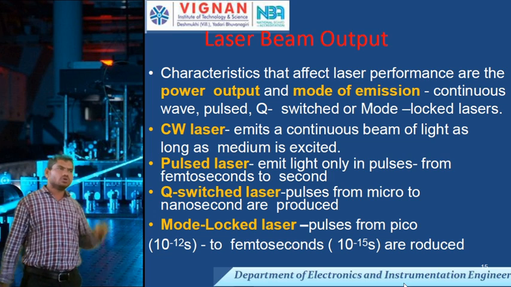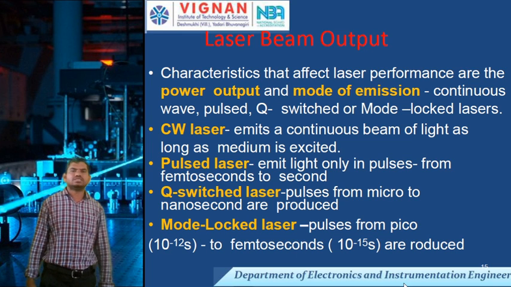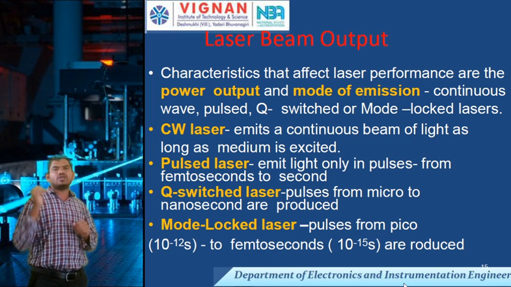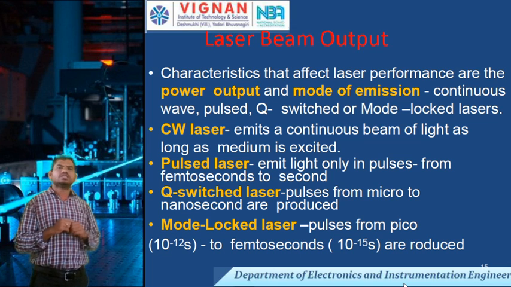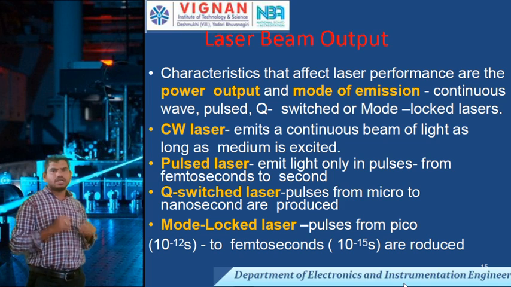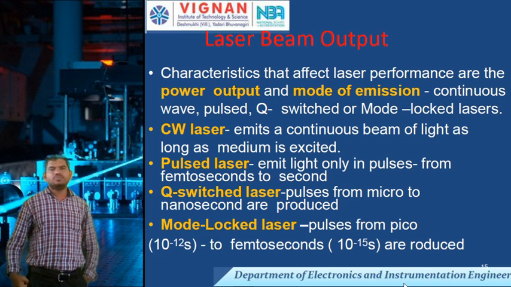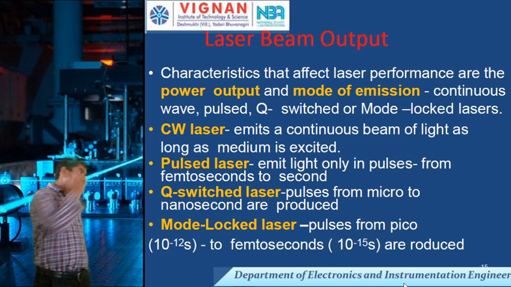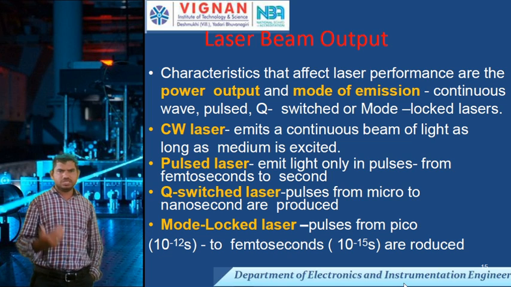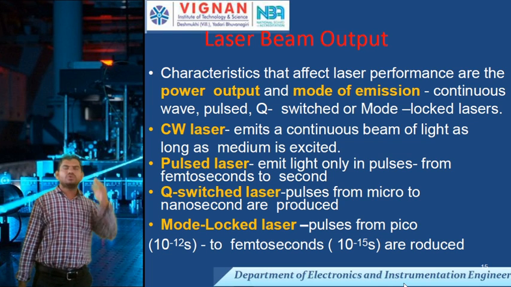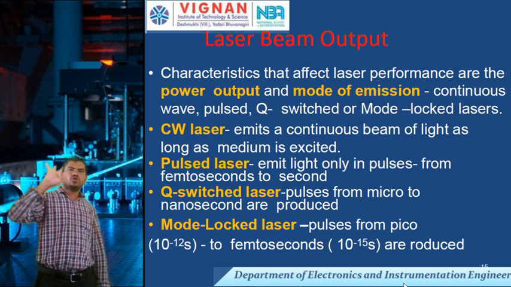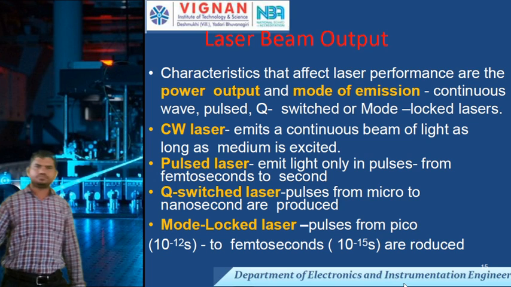Next, third one, Q switch laser. In the Q switch laser, pulses from micro to nanoseconds are produced. Next, mode locked laser. In mode locked laser, pulses from picoseconds to femtoseconds, up to 10 to the power of minus 15 seconds, are produced. These are the four laser beam outputs.